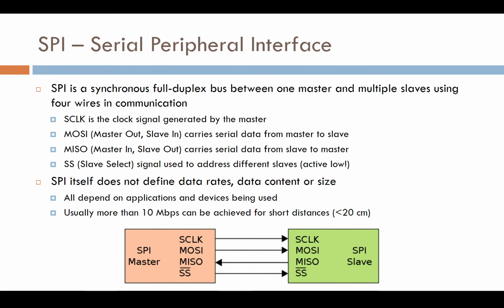SPI does not have defined data rates or data content size. It depends totally on the applications and devices. But you can actually get pretty high rate data transmission, say around 10 megabits per second, which is pretty high. And with just tweaking, actually, you can get even 100 megabits per second. But then it goes to high speed design. But still, the range is very short. But that is enough for the applications where the SPI is used.